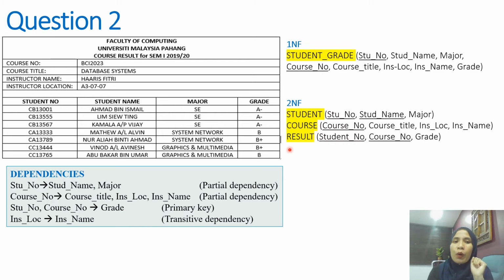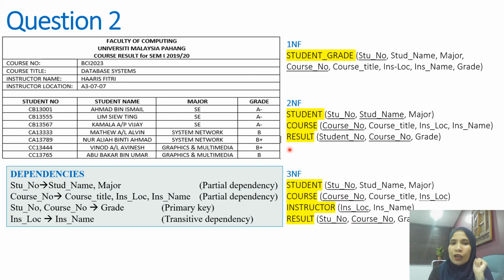For third normal form, we need to add the transitive dependency. So we know here we have the tables student, course, result, and the new one from the transitive dependency, instructor. So now we can see that we have the list of third normal form: 4 tables, or 4 relational schema: student, course, instructor, and result.